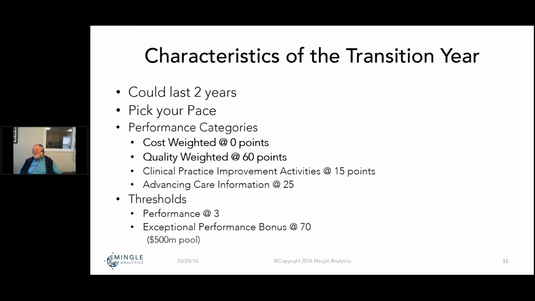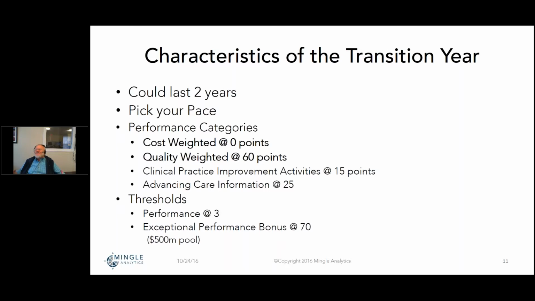Administrator Slavitt did present a month or 6 weeks ago a set of pick your pace options, and they in fact have come live, and I'll show you those in a moment. We've been given at least a year off from the cost, which is weighted at 0 points for 2017, and in return, quality has been pushed up to 60 points.